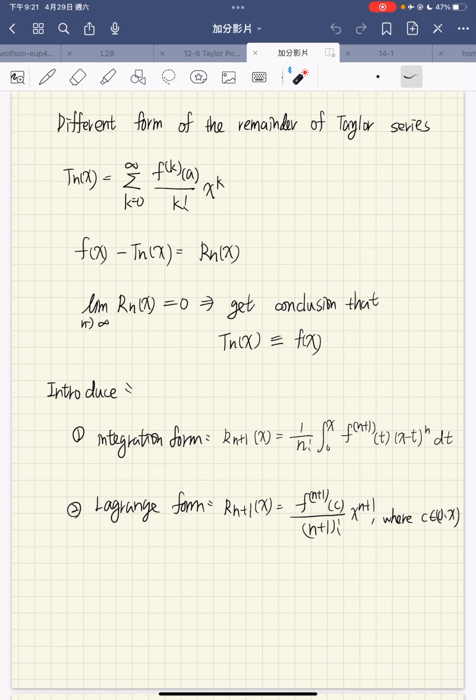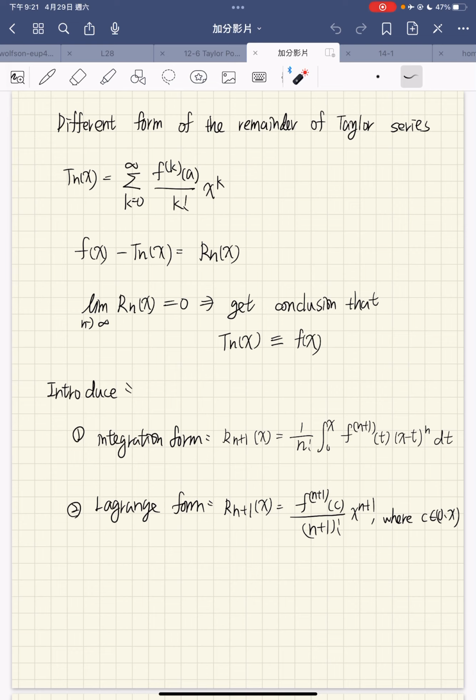The Taylor series is a form to approximate a function f by a polynomial of degree n near a particular number a. And the Taylor series can be written in the following form, just like this, as we learned in the class.